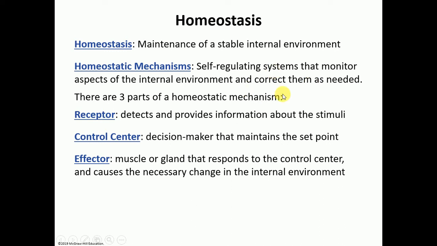Okay, so there are three different parts of that mechanism. There is a receptor, and these receptors are trying to pick up the change. They will detect if there is a change in the environment. Okay, so they're called receptors because they receive that kind of information. So they detect and provide the information from the stimulus.